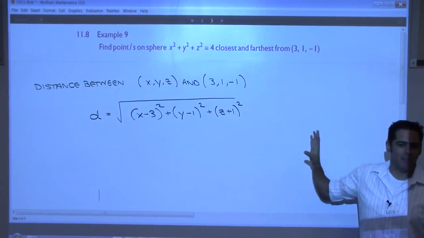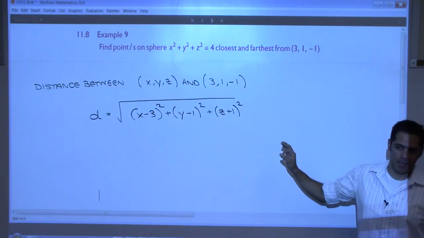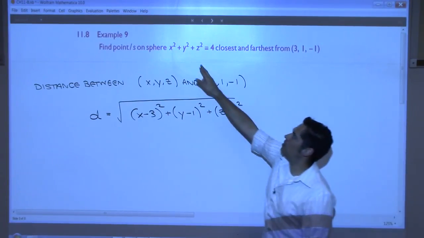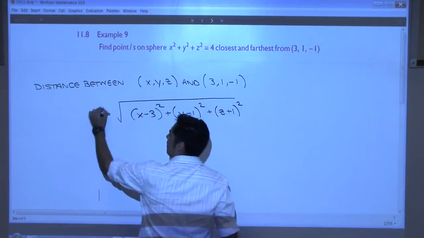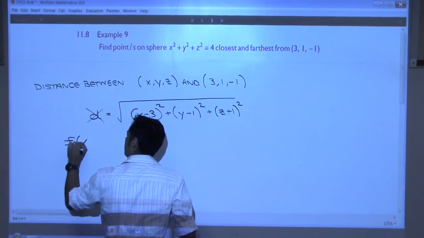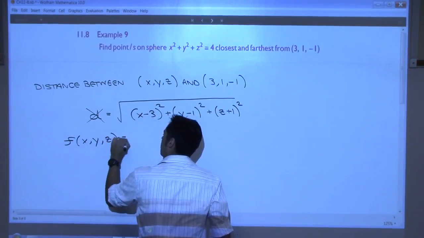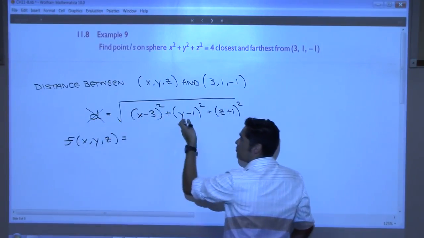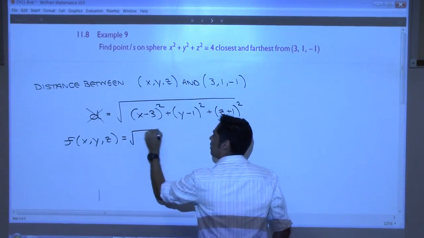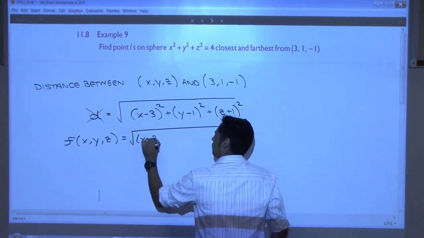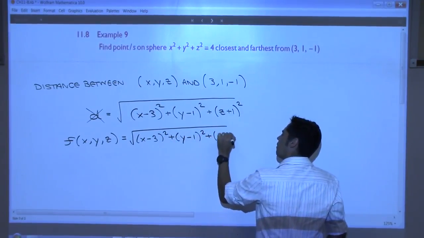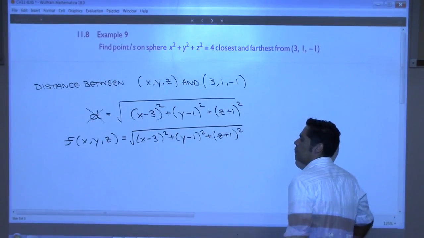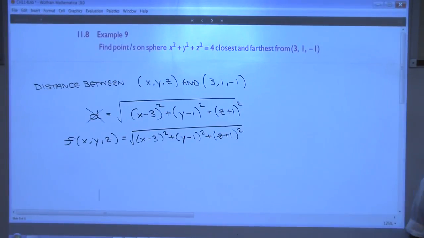We want to know when that's the biggest it can be and when it's the smallest it can be. But we have to be able to live on that sphere, right? So I'm going to convert this d over to a function of 3 variables, because that's what it is, right? Distance relies on x, y, and z. So it is a function of 3 variables. Here it is. That's my objective function. What is the constraint equation?